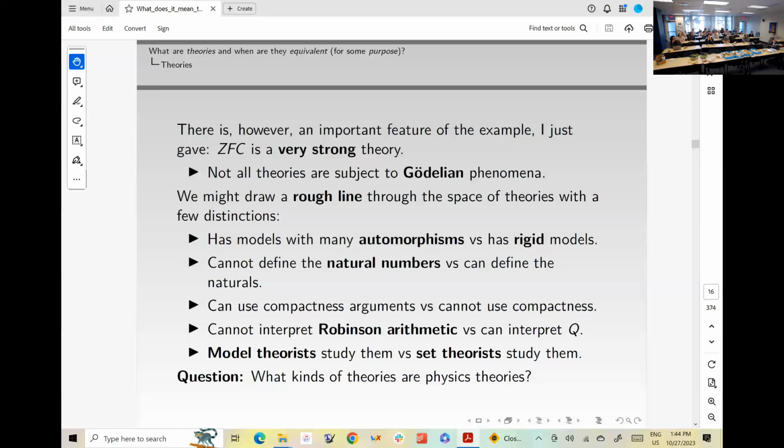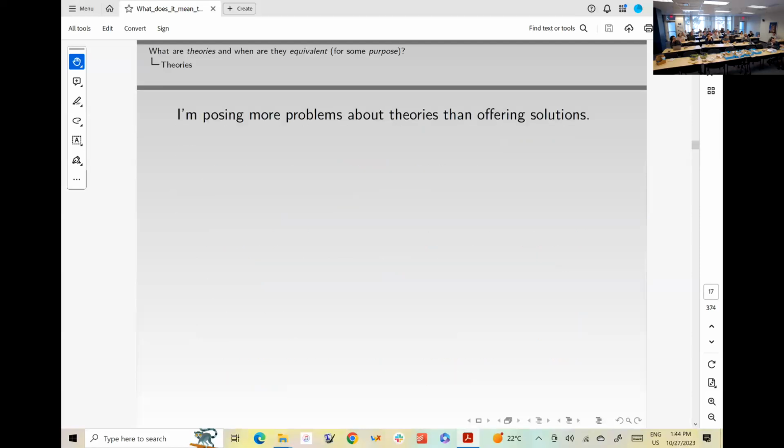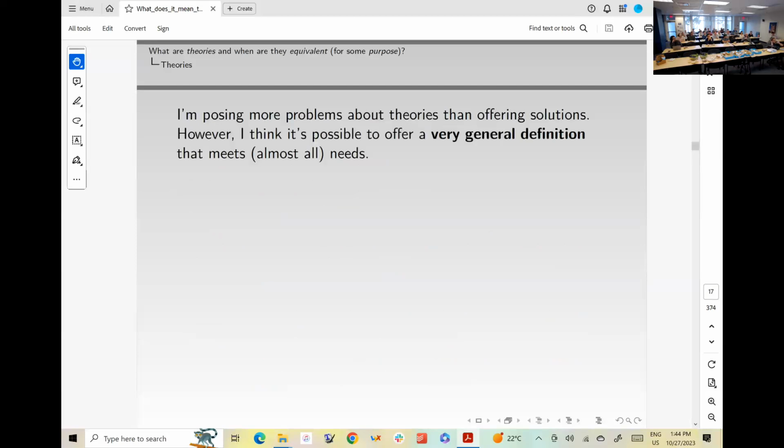But the theories that I'm seeing don't seem to fit neatly into the kinds of theories that mathematical logicians are generally interested in. Okay, so at the moment I'm posing more problems than offering solutions. However, I think there is a really simple, very general definition that meets almost all of our needs. So it's going to be an analytic or external kind of approach.